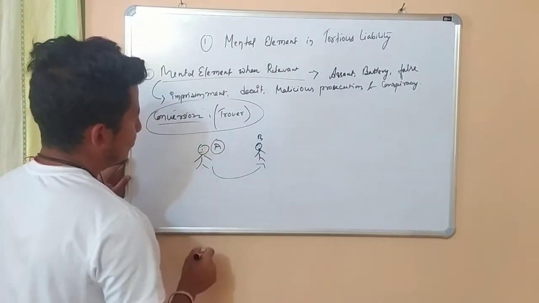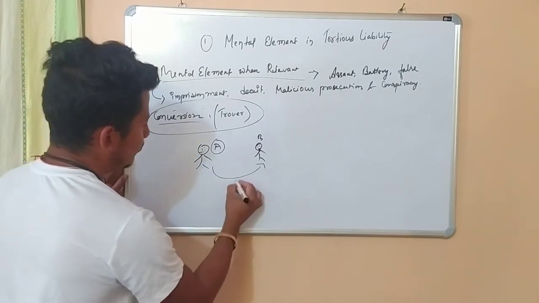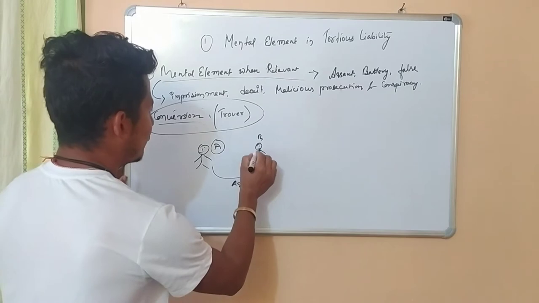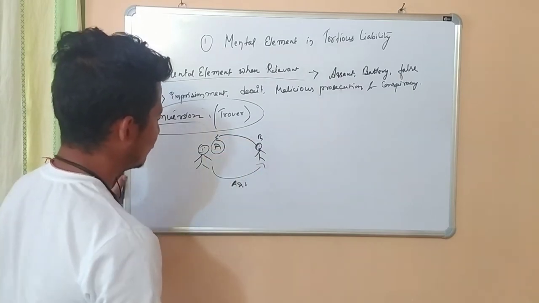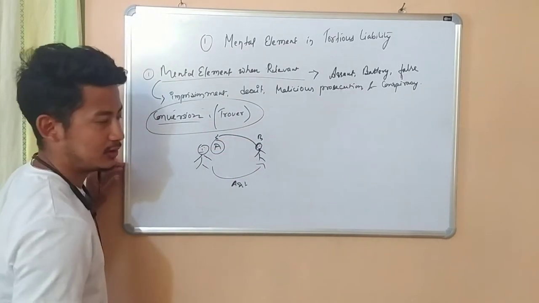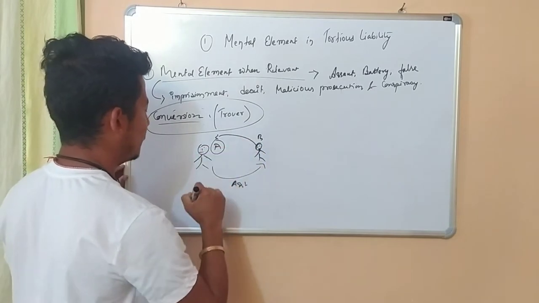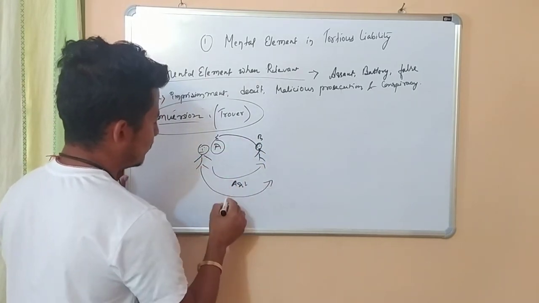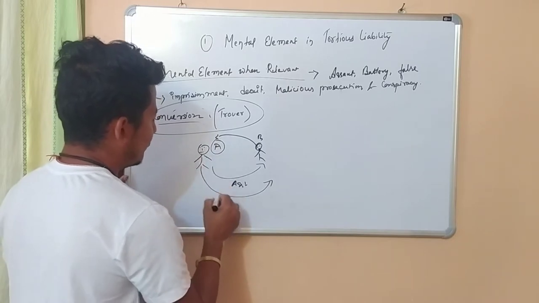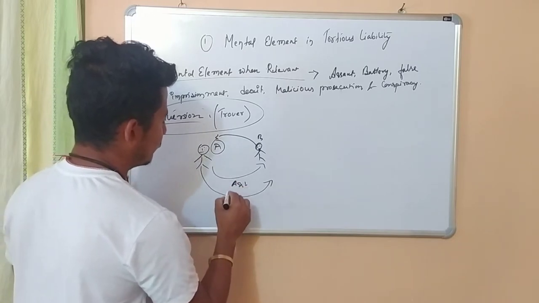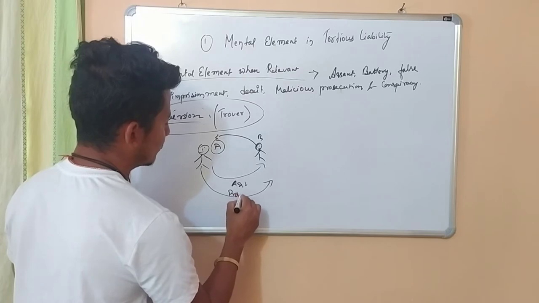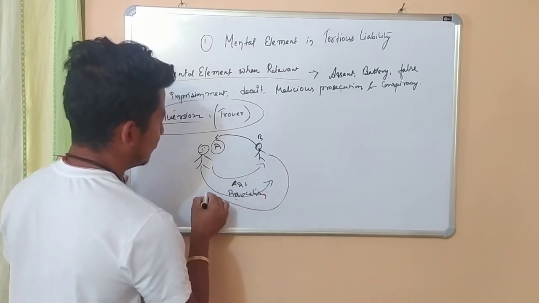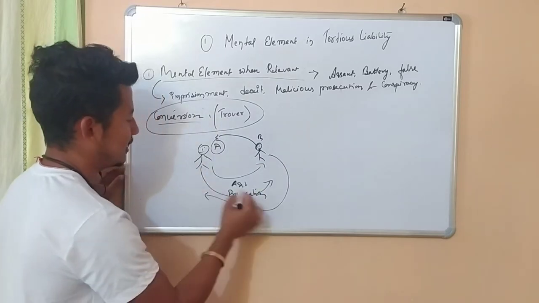So A has committed assault on B. Now B filed a suit against A before the court for the tort of assault. In his written statement, the WS, A said that he was under provocation, that he was instigated by B before he committed the assault.